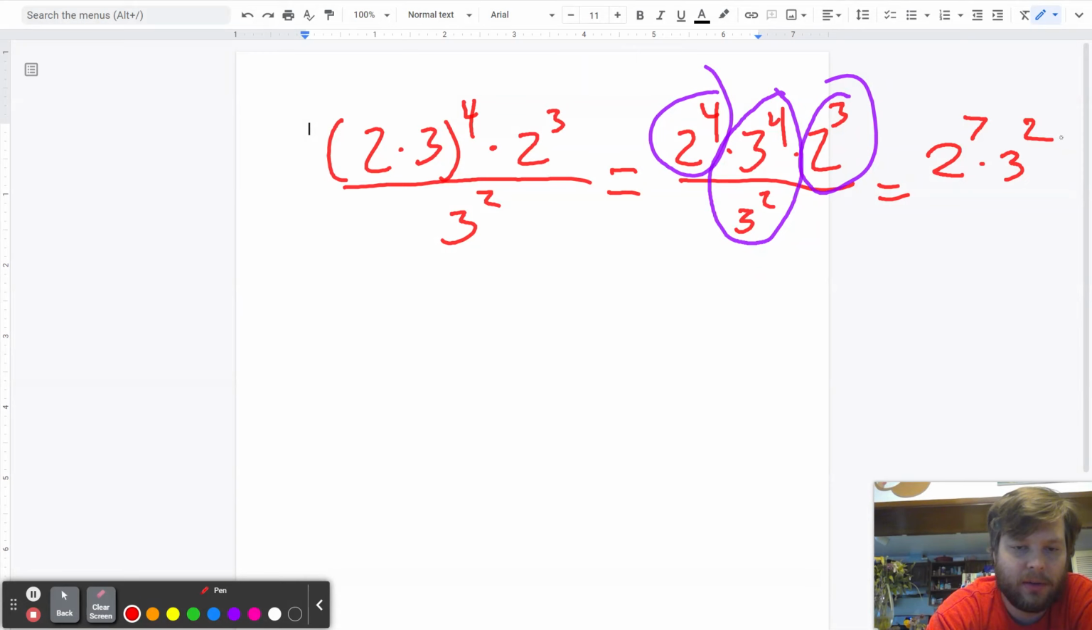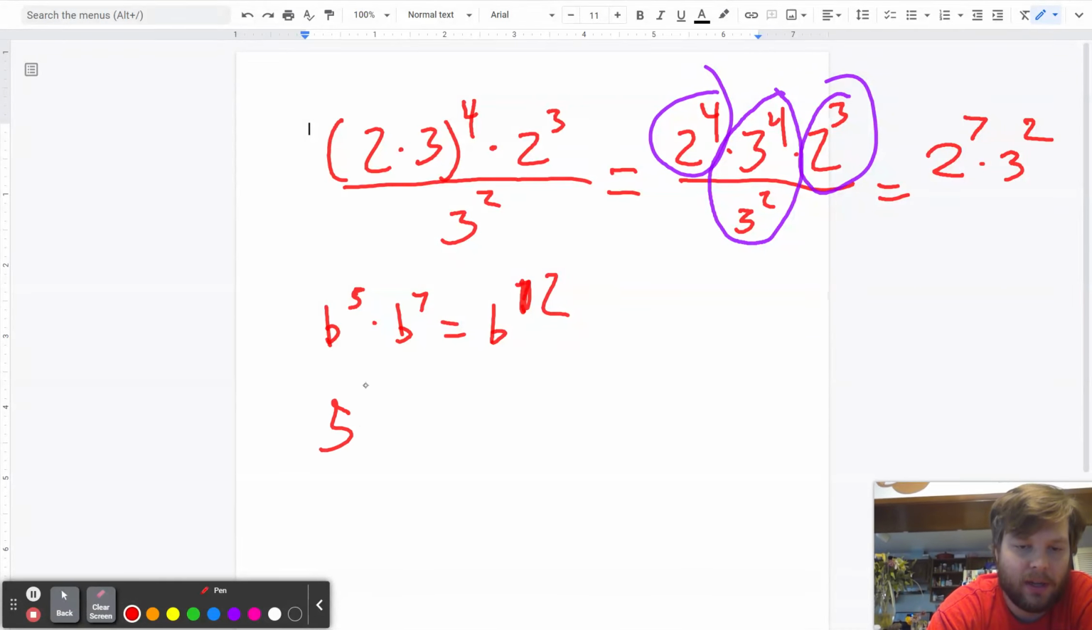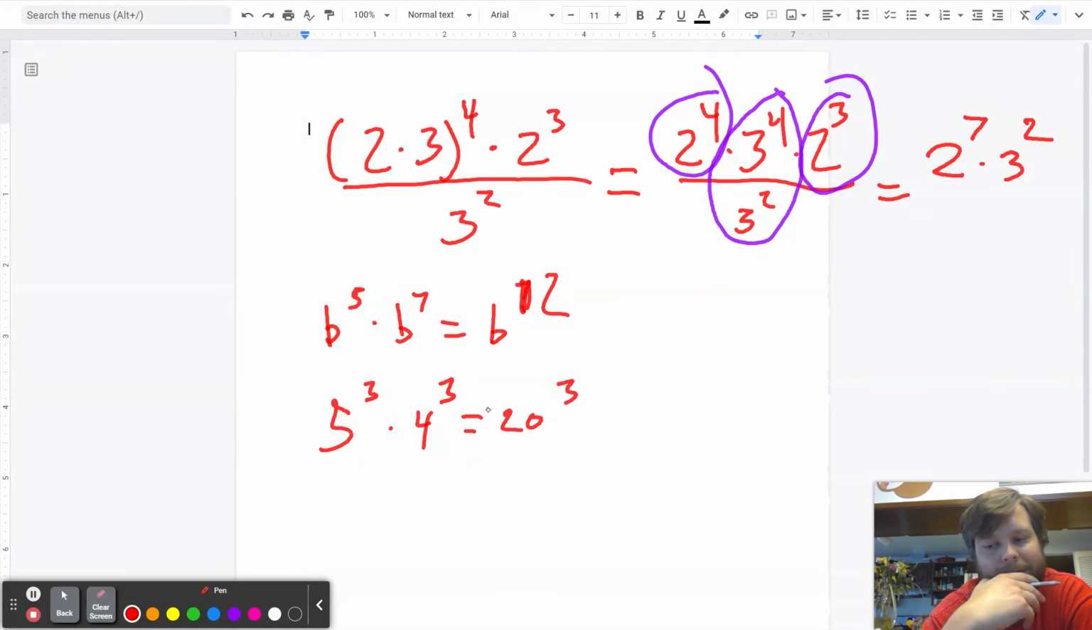Okay, so in general, if the base number matches, so if it's like b to the 5 and b to the 7, then your answer is going to be b to the something. It's going to be b to the 12 in this example. And sort of similar, if you have like the top number matching, like 5 to the 3 times 4 to the 3, then the top number is going to be the part that survives, and you can multiply the bottom numbers together. So when you're looking at your exponent laws, I encourage you to either write them all out or to look for which ones match. So are the base numbers matching or are the exponents matching?